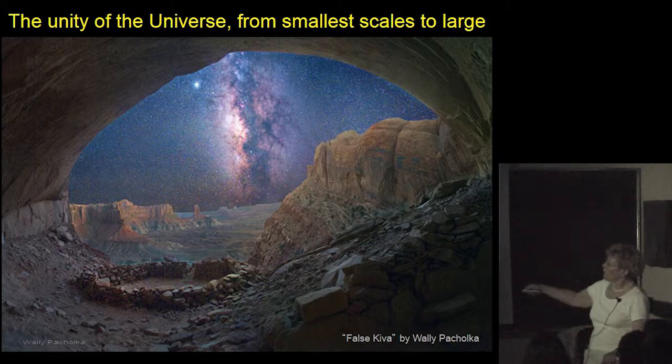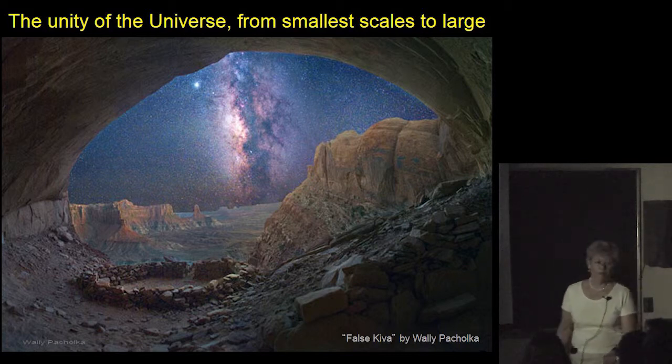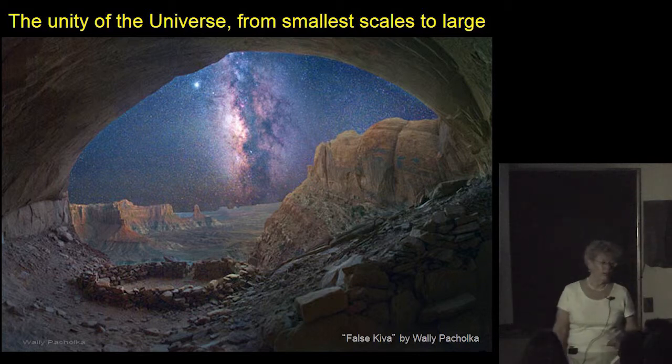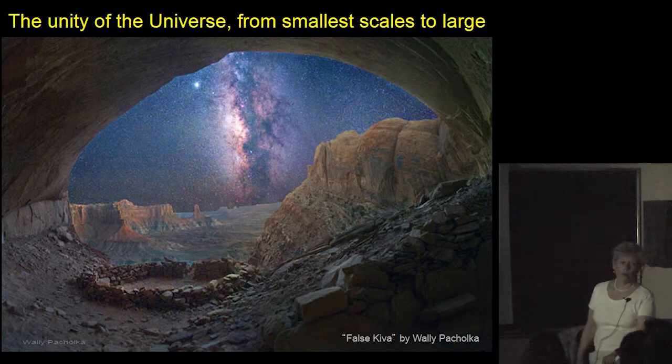Here we have the foreground. This is a real picture, by the way, an actual photograph. The foreground shows a kiva in a cave in Arizona, and there are rocks in the foreground. This is the center of the Milky Way, out the mouth of the cave. And here are all these dust clouds. And it turns out that the rocks in the foreground consist of the dust clouds that are suffusing our Milky Way throughout the Milky Way.